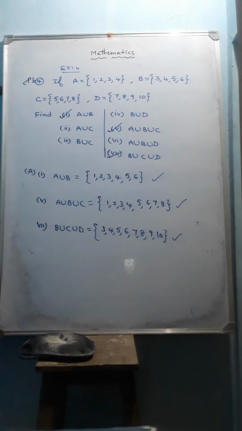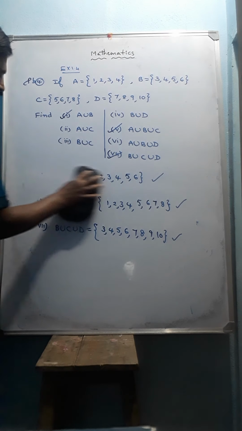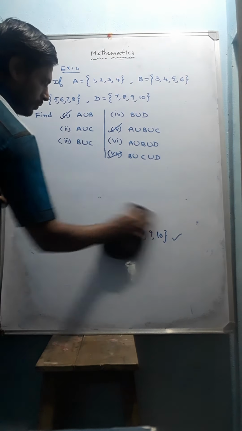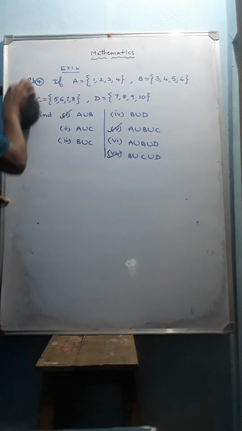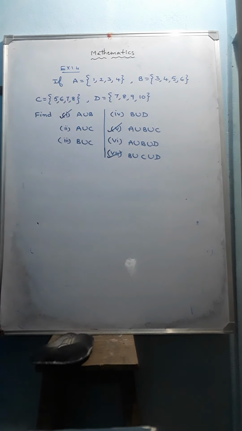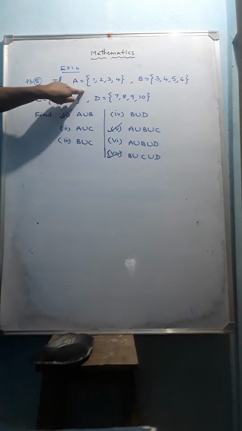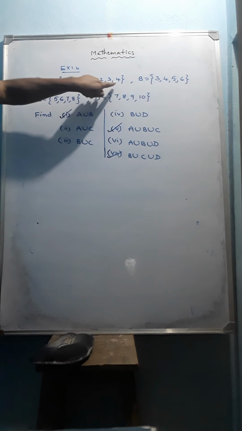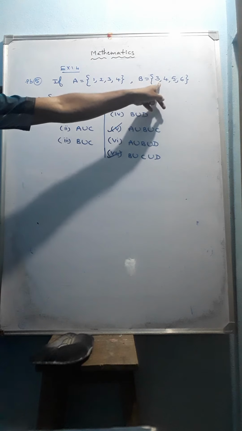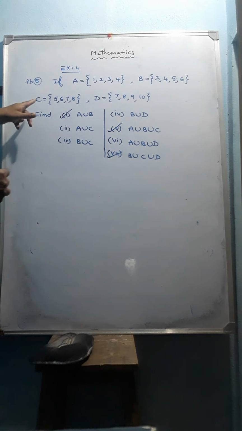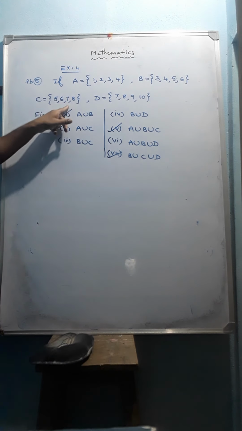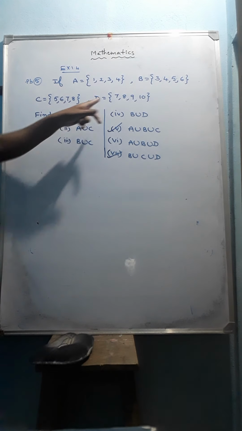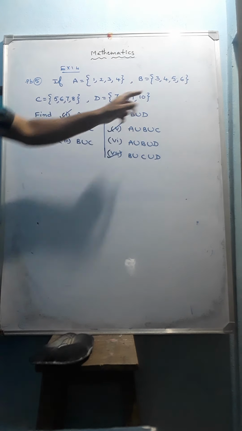Next, problem number 5. If A is equal to set of, same as problem 1, 1, 2, 3, 4, B is equal to set of 3, 4, 5, 6. C is equal to set of 5, 6, 7, 8. D is equal to set of 7, 8, 9, 10.